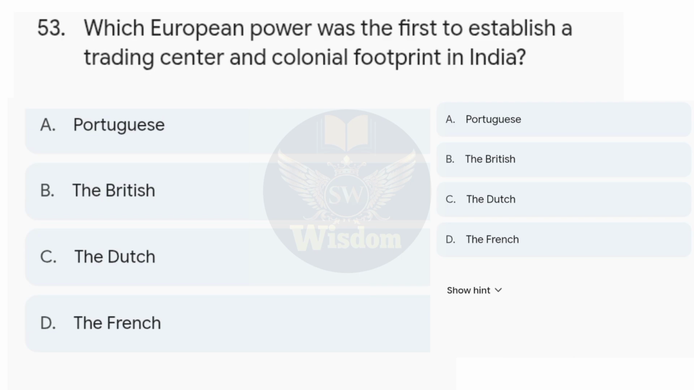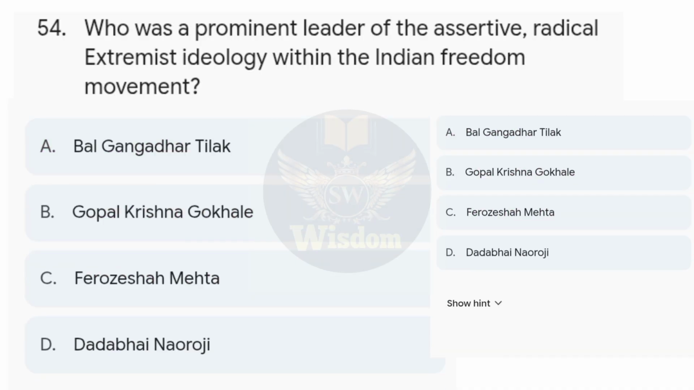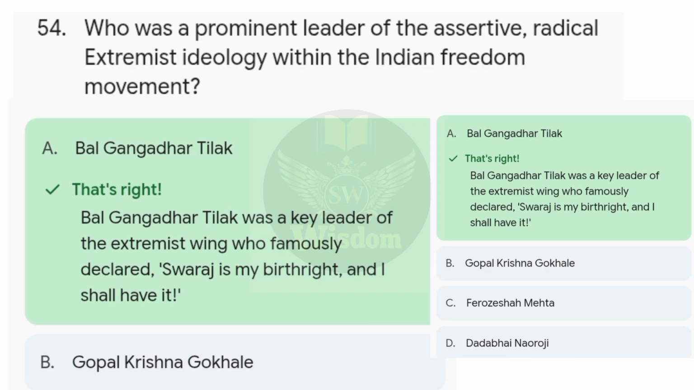Next question. Which European power was the first to establish a trading center and colonial footprint in India? The correct answer is option A, Portuguese. Next question. Who was a prominent leader of the assertive radical extremist ideology within the Indian freedom movement? The correct answer is option A, Bal Gangadhar Tilak.